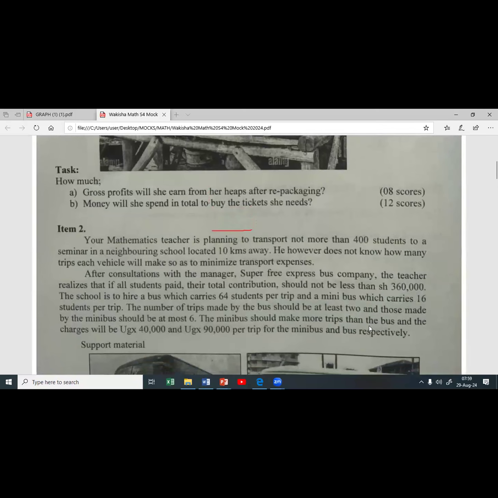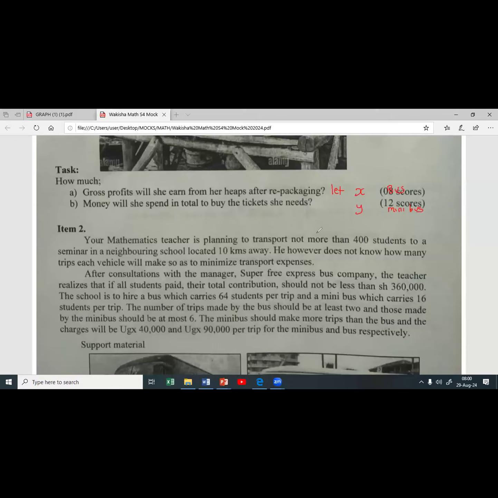So now that I know it is either the bus or the coaster that I'm going to let vary, I ask myself, when they were starting, what did they start with? They started after the Super Free Express Bus Company. You are not saying that you are starting with the company bus. So I will say, let X represent the number of trips made by the bus. Let Y represent the number of trips made by the minibus. That is the first statement.